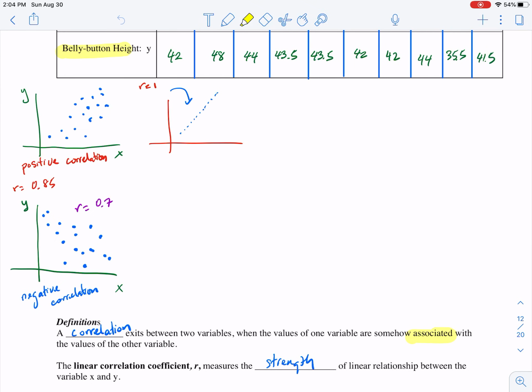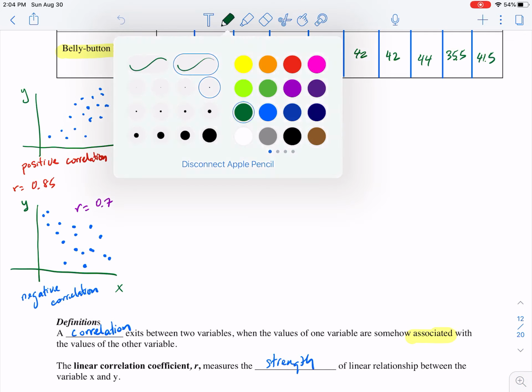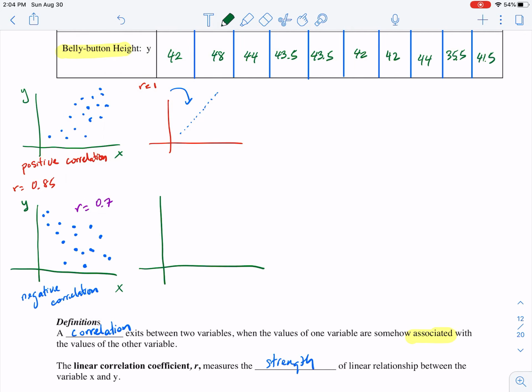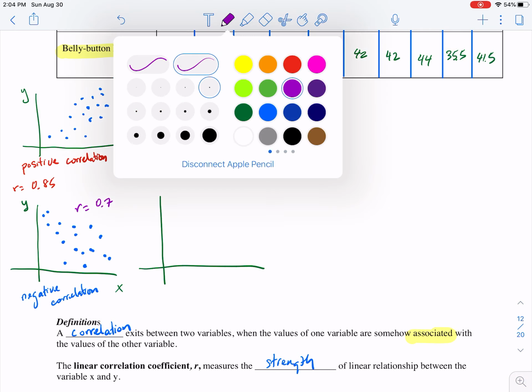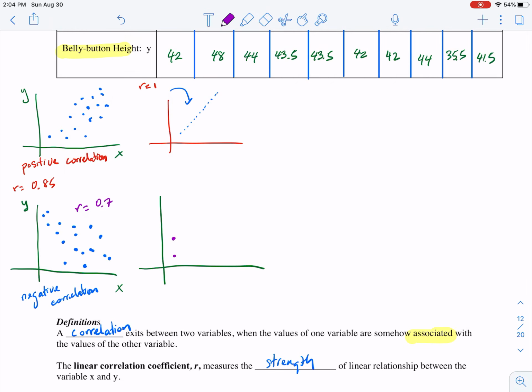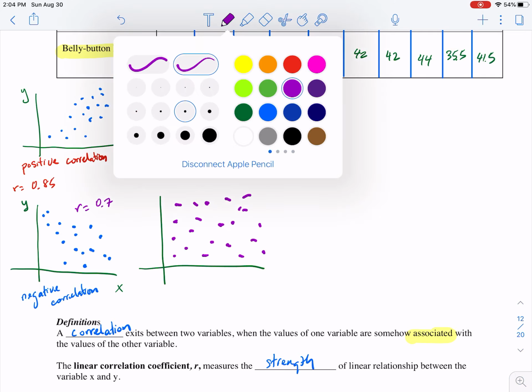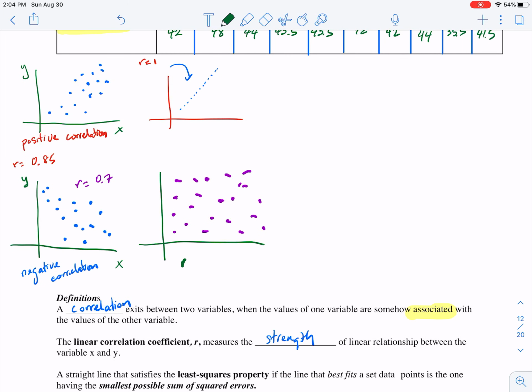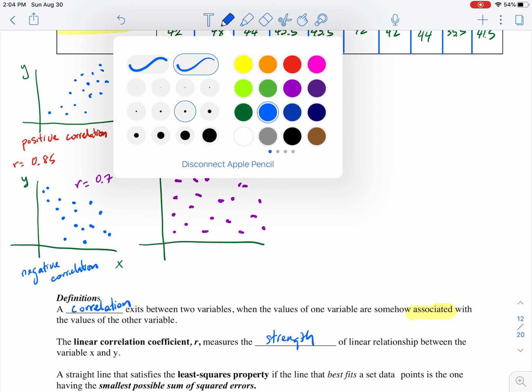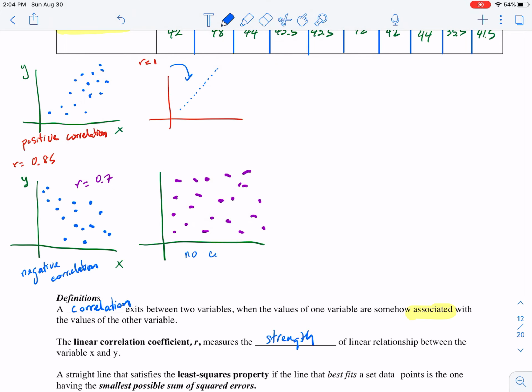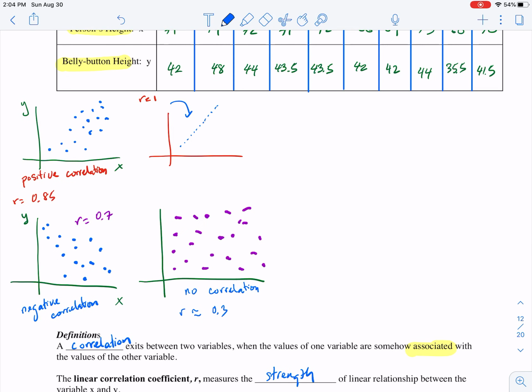So we have positive and negative correlation. Another one is perhaps no correlation at all, something like this here. This would be an example of no correlation, when the points are kind of scattered and there's no apparent pattern. Kind of like no patterns at all. So I'm going to say no correlation, and perhaps the R value is closer to 0. So let's say maybe 0.3, something like that, right? So these are examples of positive correlations and negative correlations.